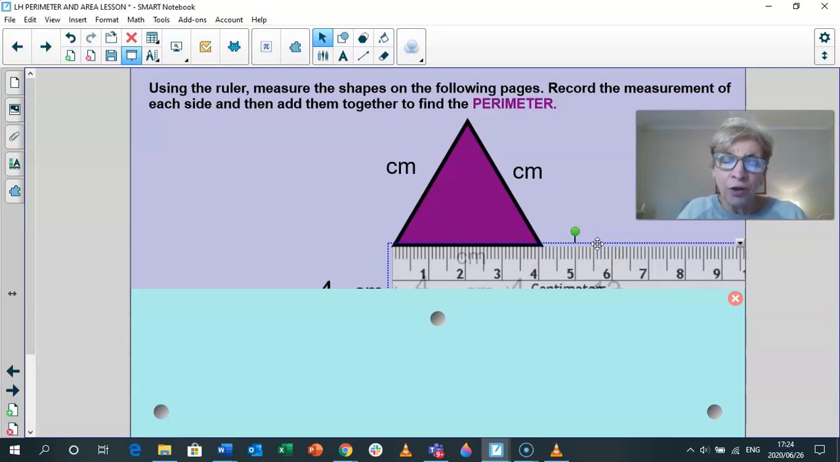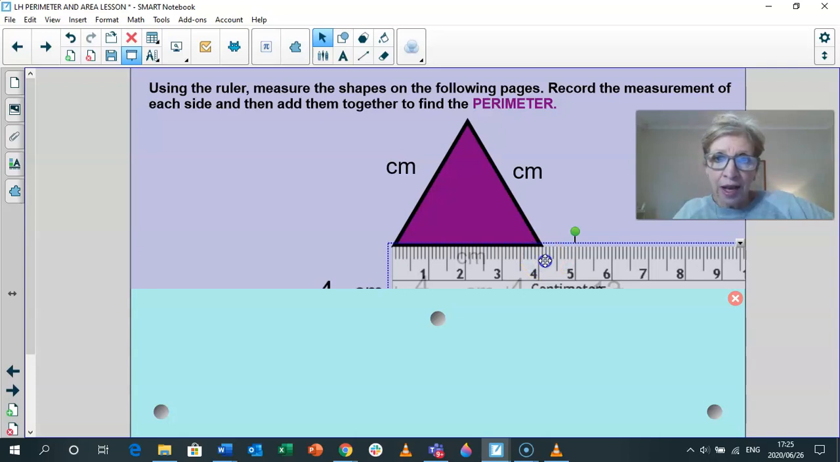All right, so we're going to measure the perimeter of this triangle. Okay, we're going to measure each side, assuming that an ant is going to walk around the edges of this triangle, and we are going to see how far this ant goes.